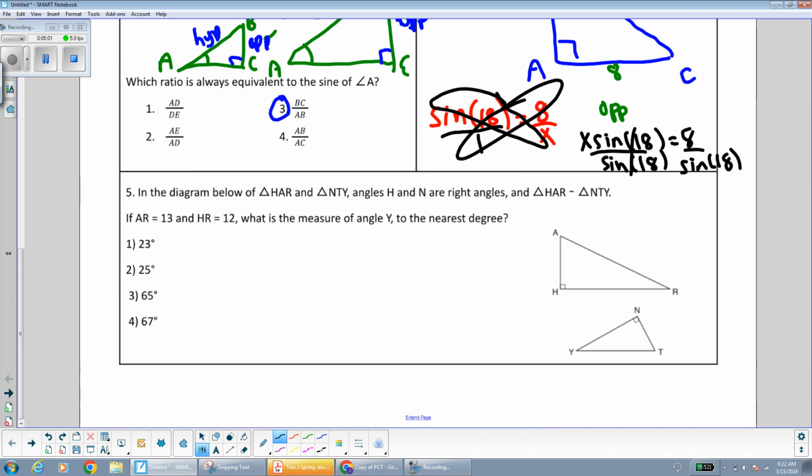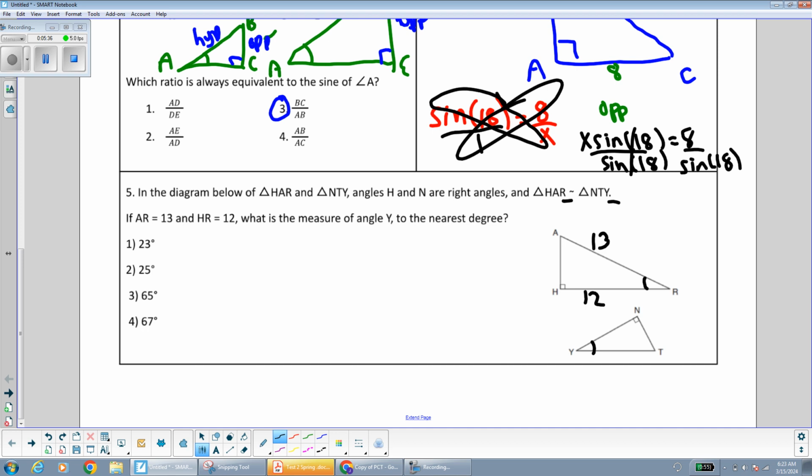Over here, we're told that we have similar triangles. AR is 13, HR is 12, and we're looking for the measurement of angle Y. Angle Y corresponds to angle R in the bigger triangle. So if I find the measurement of angle R, it should be the same thing as the measurement of angle Y because similar triangles have congruent corresponding angles. They also have proportional sides, so the trig ratios hold for similar triangles.